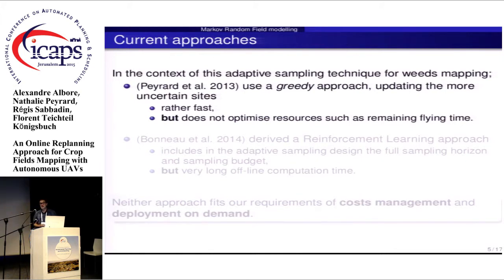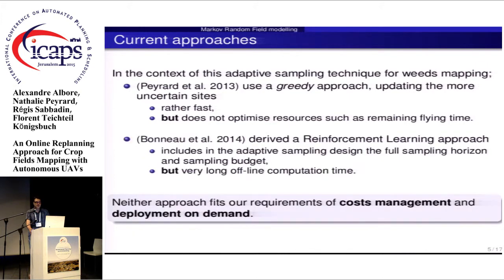The empirical evaluation will be against existing approaches to adaptive sampling techniques for weed mapping. In particular, we are going to compare against Peyrard and co-authors, a paper they did in 2013, in the context of manual mapping. They were using a greedy approach, meaning that they were selecting the plots where to sample based on the plots that will reduce the most the uncertainty about the spatial distribution. It's a very fast approach, but it doesn't take into account the battery life, for instance. So it's not what we really want.